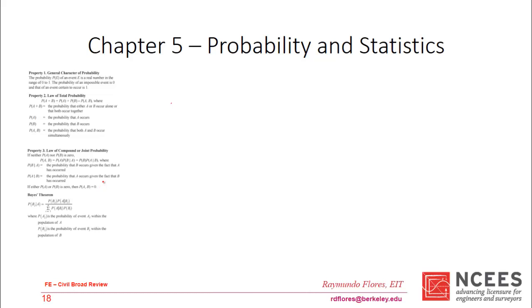And now those would have to be equal to each other if they were independent, obviously. So this is just a restatement of what I just said, but for the dependent case. It says it right here: the probability that B occurs given that A has occurred. And then if either P of A or P of B is 0, then P of A and B is 0. I mean, that's pretty obvious.